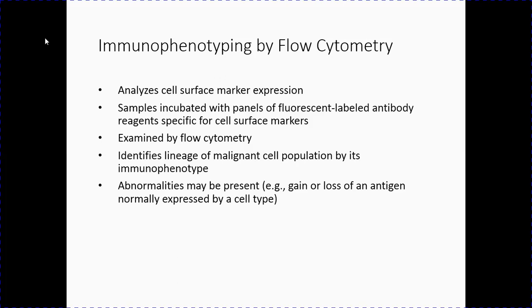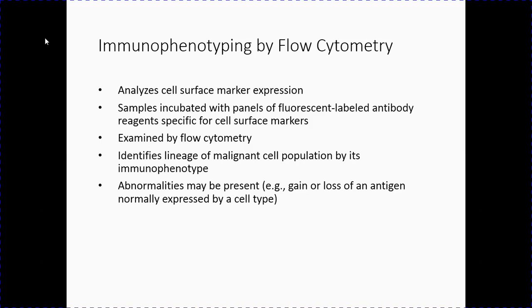So if we were looking at a patient with multiple myeloma, we were looking for CD38, CD56, CD138 to see if the patient has those cell surface markers. Their presence would indicate the patient should be further evaluated for multiple myeloma, and in fact, it would be pretty diagnostic at that point, to tell you the truth. So by immunophenotyping, we're going to identify the lineage of the malignant cell population.